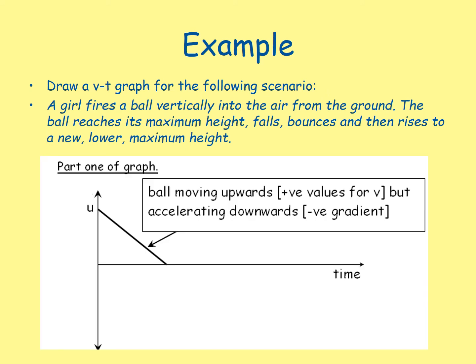Part 1 of the graph is going to look like this. We've got our ball moving upwards, so we've got a positive value for v, but accelerating downwards. That's why it's got a negative gradient there.